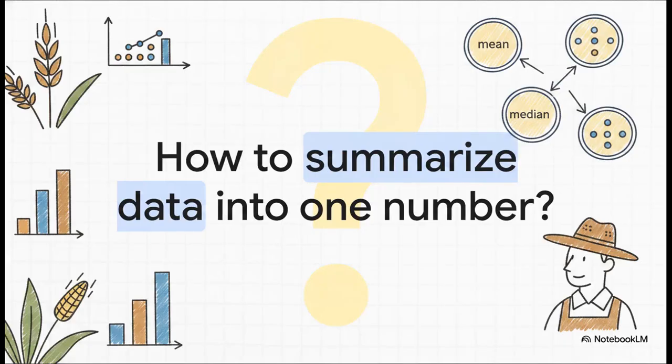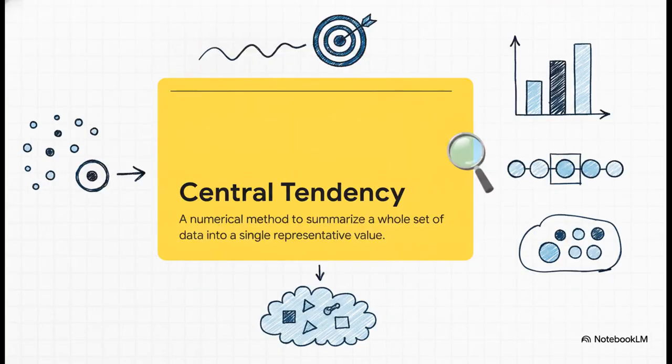So, to help Baiju figure out if he's doing above average or if he's doing better than half the village, we have to ask a really fundamental statistical question. How do we actually summarize all this wild data into just one representative number? Well, the answer lies in the core concept of this chapter, central tendency. Basically, this is just a numerical method used to summarize a whole set of data down to a single value. It's our way of finding that typical representative figure, what we casually call an average in our day-to-day lives.